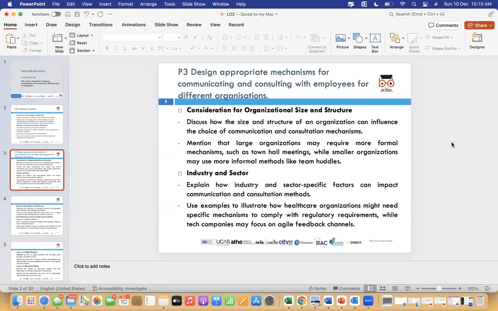Going to go through this now. Design the appropriate mechanisms for communicating and consulting with employees for different organizations. So there are different factors that come into play. There is the size, obviously, and which kind of industry.